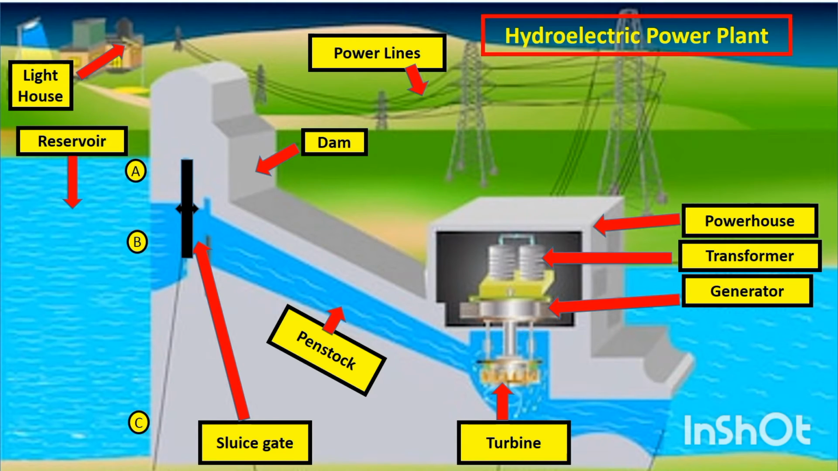Kinetic energy of turbine then rotates the generator, by which kinetic energy is transformed into electric energy. Let's see the flow chart of energy transformation in hydroelectric power plant.